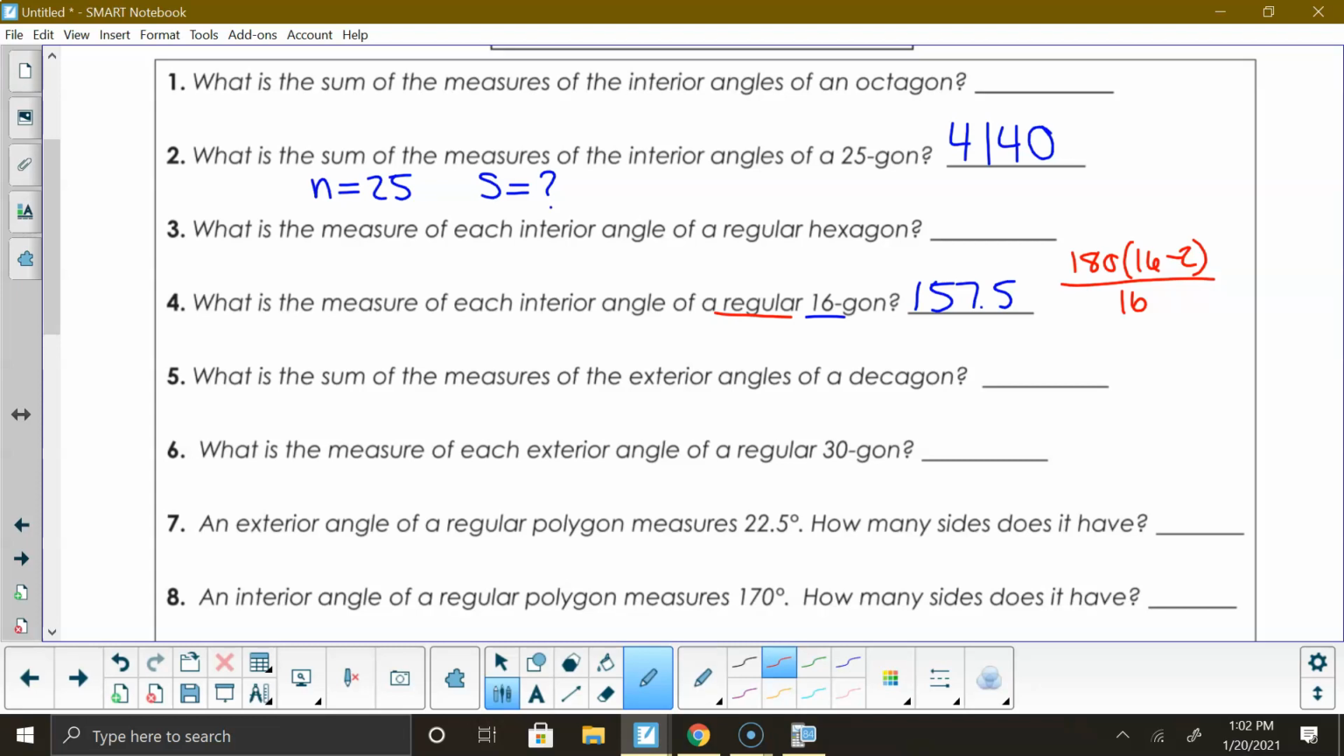Okay, so what's important? Regular and exterior. So which formula am I going to use? But this is interior. Exterior is always going to be 360 divided by the number of sides. Okay. So I have 360 divided by 30. 12.